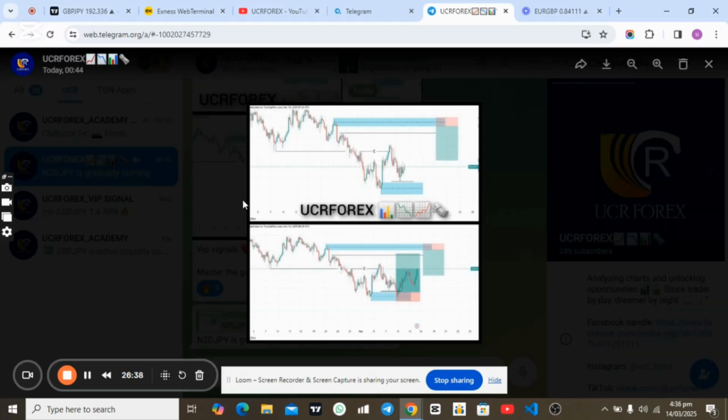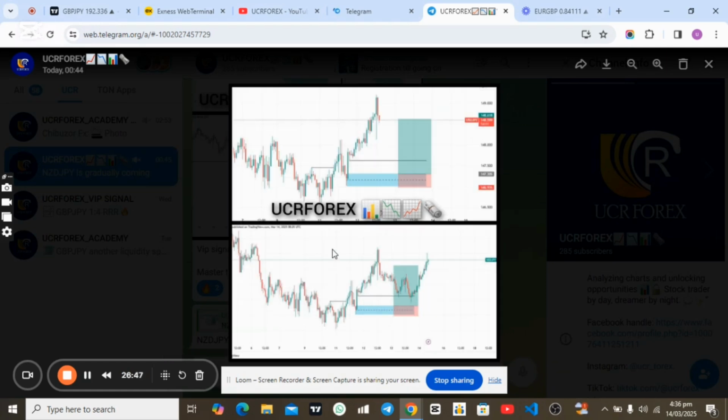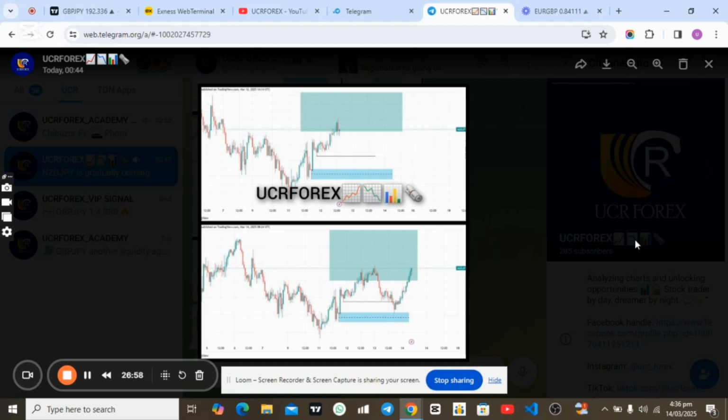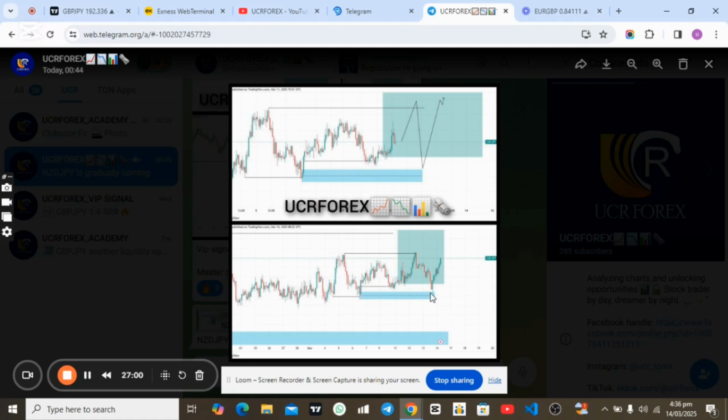So you can see the NZDJPY, you can see the liquidity, the market tapped into the zone. We are running on a massive risk to reward ratio. The same thing with USDJPY. This one came so close but did not trigger. These are all VIP signals. And then you can see a sniper entry on AUDJPY, and another sniper entry on CHFJPY.